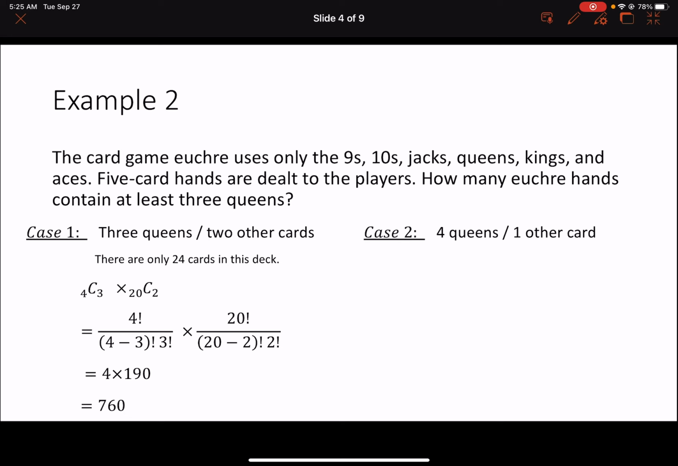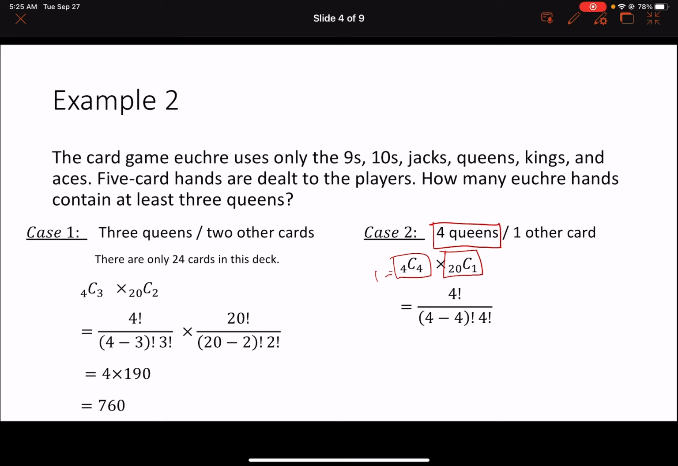Now, how many ways are there to choose 4 queens? If you think about it, there's only one way. If you put 4 choose 4 in your calculator, you're going to get 1. And then there's 20 choose 1. 20 cards, I'm choosing one of them. I have to choose one of the 20.